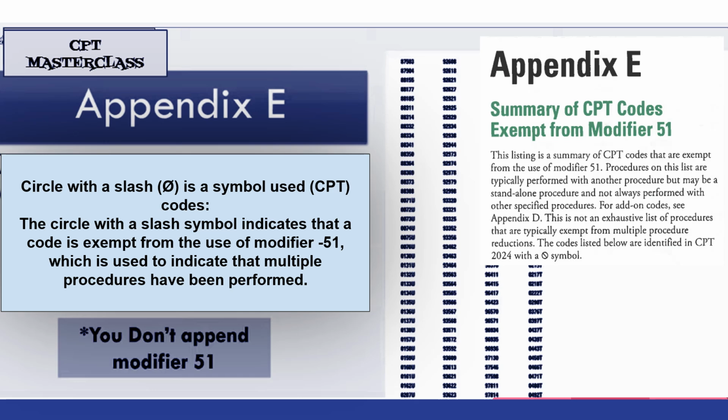Now Appendix E. Appendix E talks about the summary of the CPT codes exempt from modifier 51. The circle with a slash symbol indicates that the code is exempt from the use of modifier 51, which is used to indicate that multiple procedures have been performed. So you don't append a modifier 51. Appendix C is also very important. Look for the circle with a slash symbol, because if that symbol is present, then we can rest assured that we cannot use a modifier 51 on those codes.